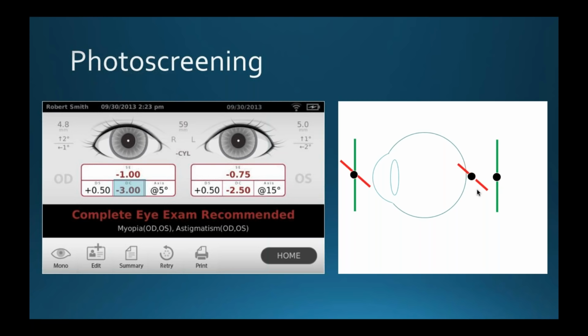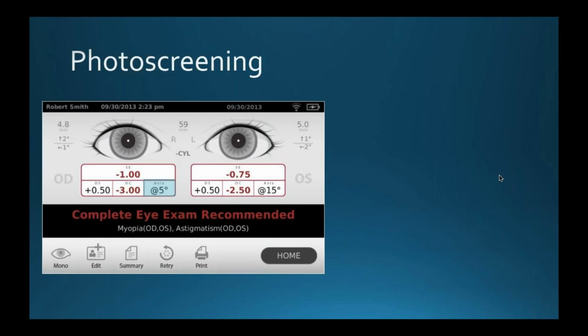The second number is the cylinder correction, which measures astigmatism. And so if there's a high number in that second number, that indicates astigmatism. Astigmatism is an often misunderstood term. It basically means instead of the eye being exactly round like a soccer ball or a basketball, it's a little bit more shaped like a football. And so when you have horizontal light coming in, it can focus in one part. And when you have vertical, it can focus in a different part, thus making the image blurry for the child.